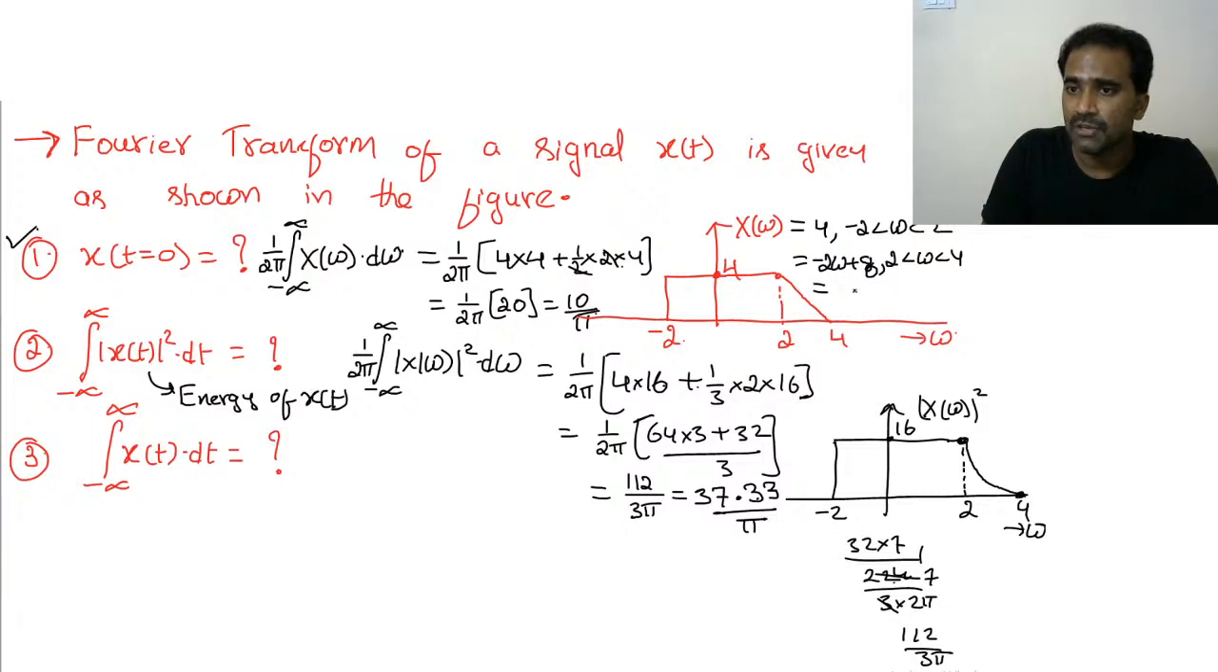And for the remaining values of omega, the equation is 0. Let me write it as else. What I mean by else is omega greater than 4 or omega less than minus 2. For omega less than minus 2 and omega greater than 4, the equation is 0. So keep this equation in mind.